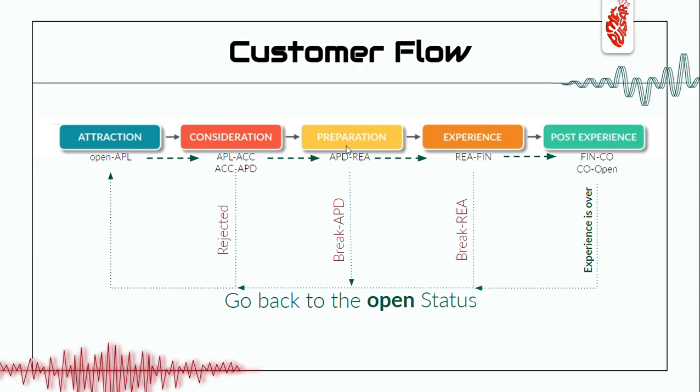In case the EP gets approved, the EP moves forward to the preparation phase, which is the phase where we prepare the EP for the experience that he will be having with us. It's the phase where the EP moves from the state of approved to realized. Realized means that the EP has started the experience. In case the EP didn't get to be realized, the state will be break approval, and if the EP gets break approval, he goes immediately back to the attraction phase also.